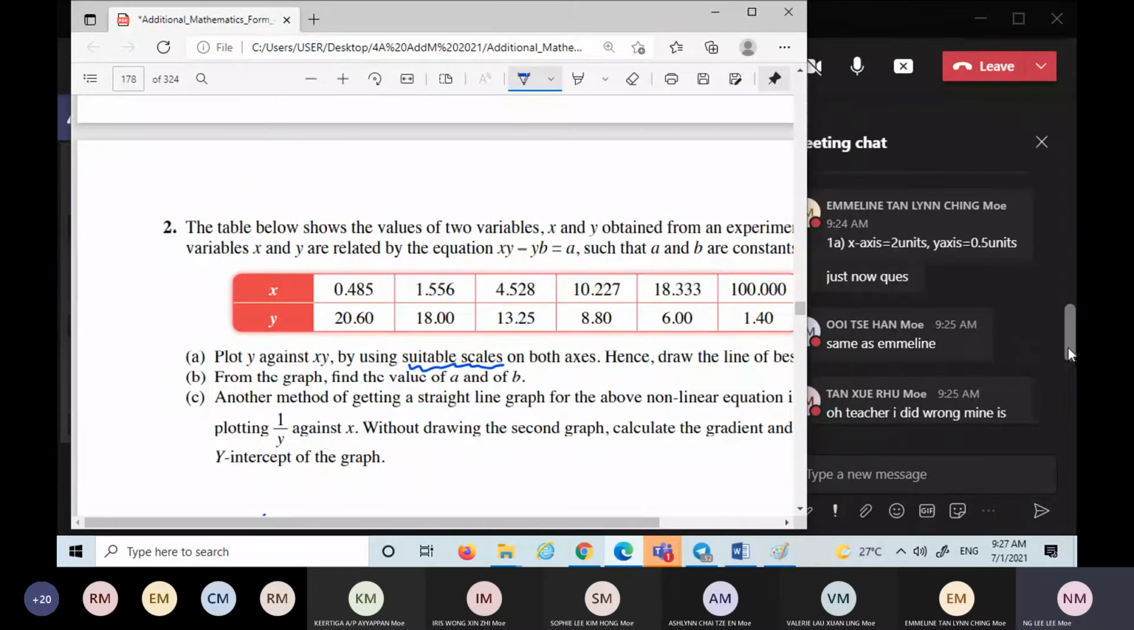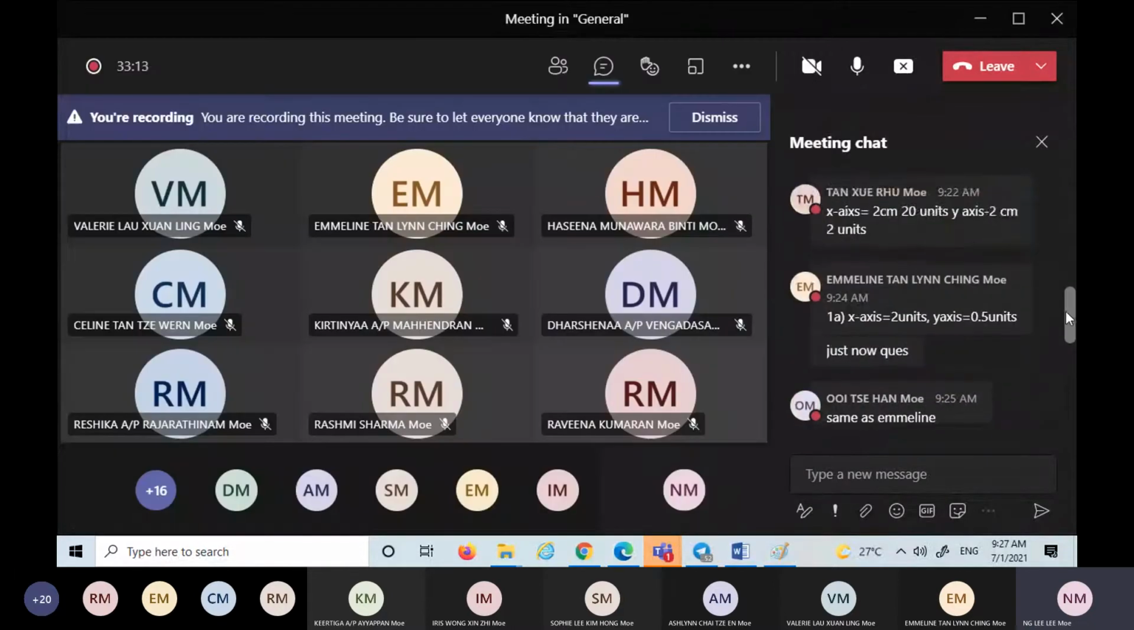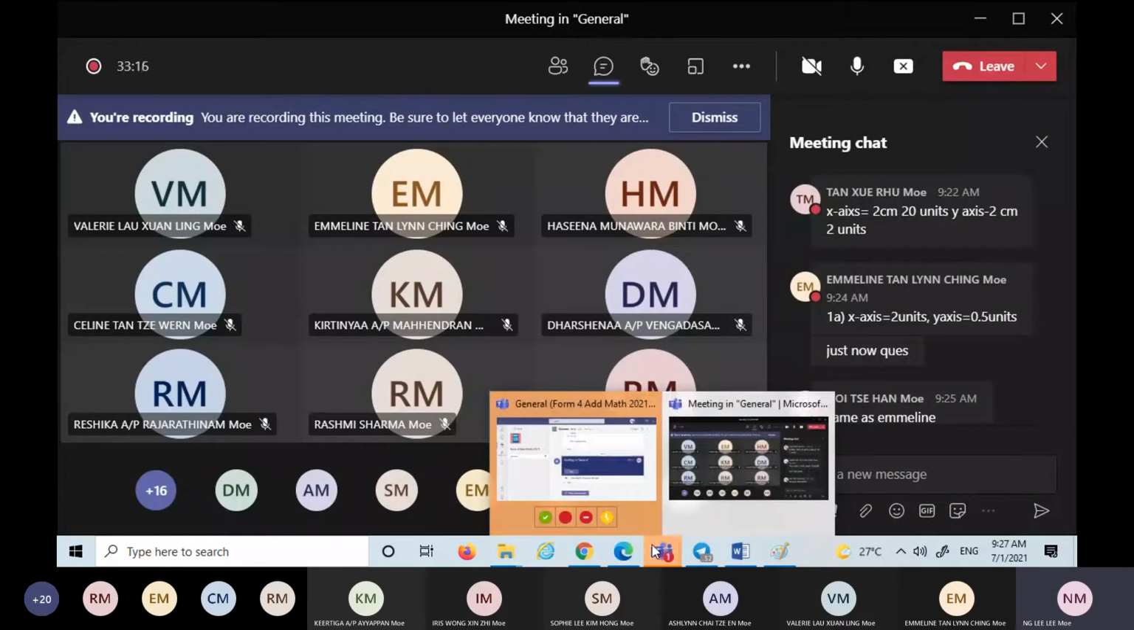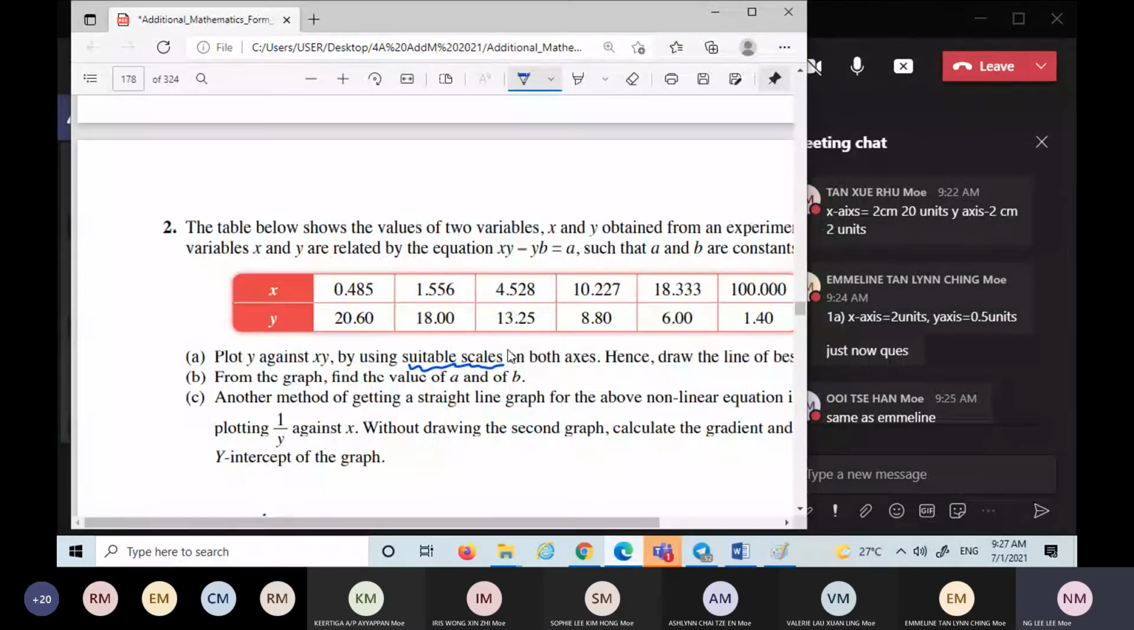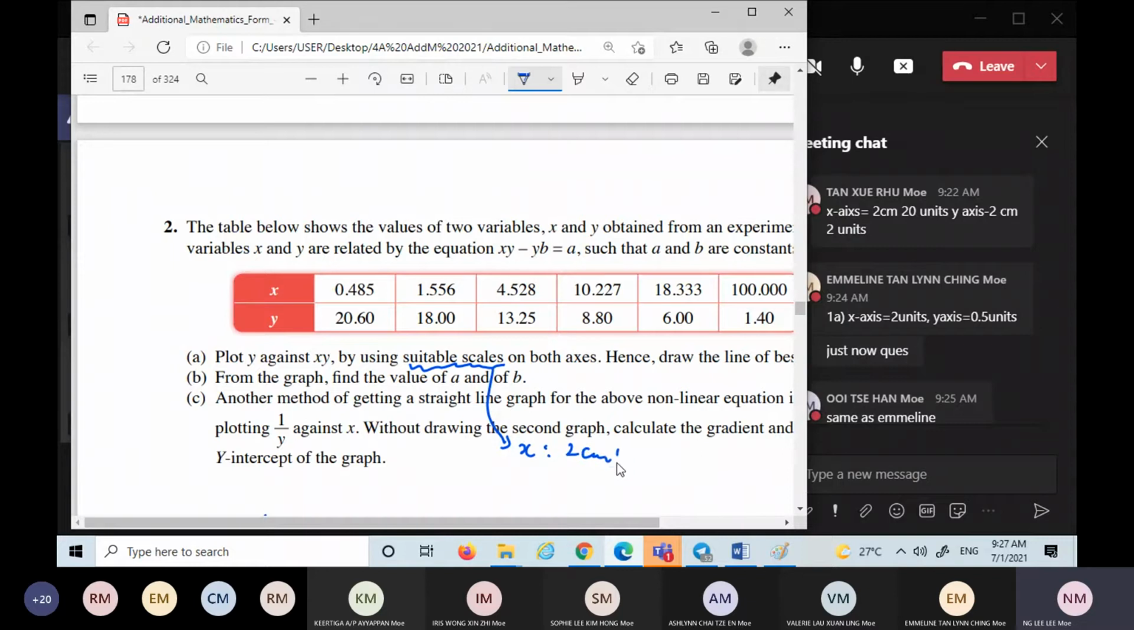Okay, then for number 2, I have to see just now the Cheryl one. Okay, so anyone using a different one from Cheryl's for number 2, you can type in the chat. So she's using for X, 2 centimeter is 20. For the Y, 2 centimeter is 2. Okay, if you use the same one, you just type out same.